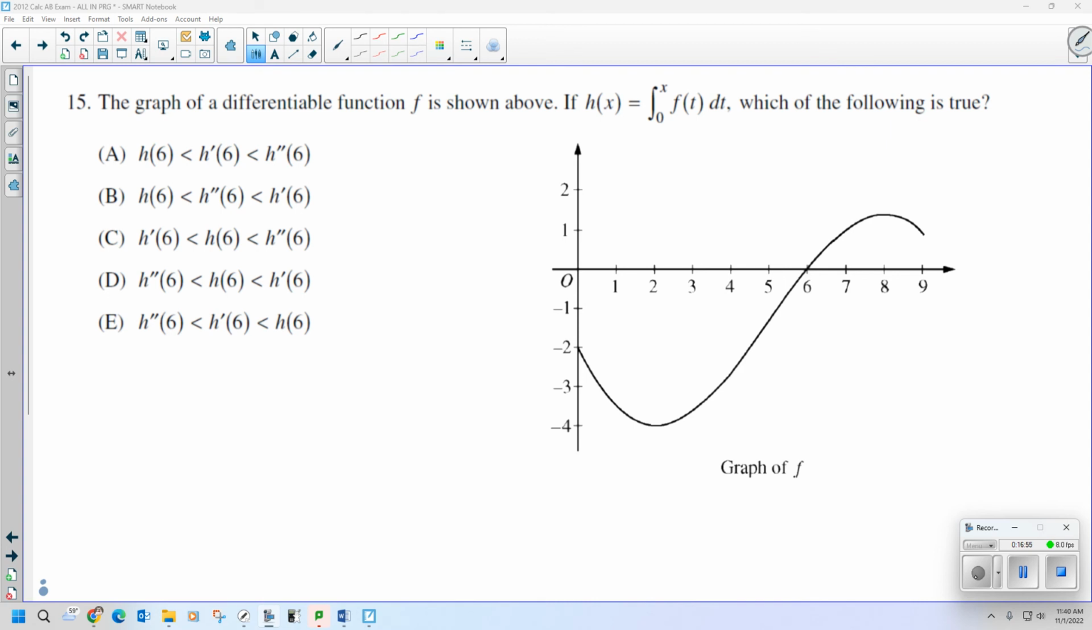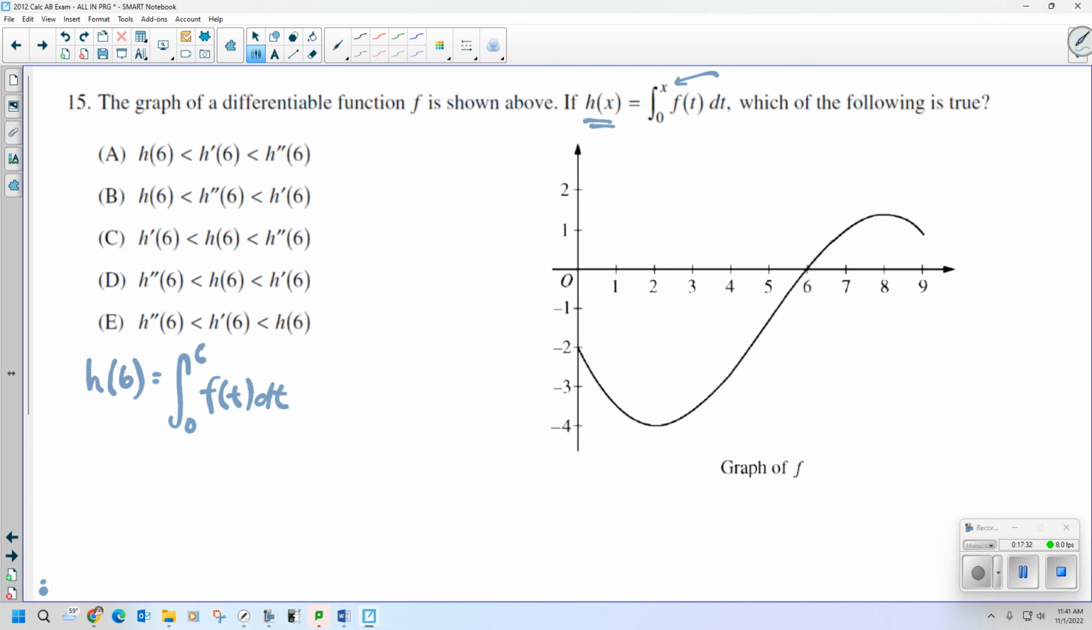15 states, the graph of a differentiable function f is shown below and to the right. If h of x equals the integral from 0 to x of f of t dt, which of the following is true? Okay, so we need to find h of 6, h prime of 6, and h double prime of 6. Okay, and here's our h, right? So h of 6, let's do that first. If I put a 6 in there, that means wherever there's an x up top, I'm going to put a 6. That means I want the integral from 0 to 6 of f of t dt.